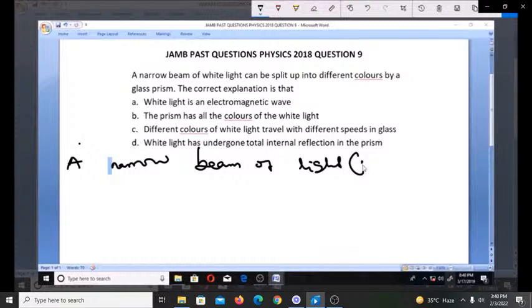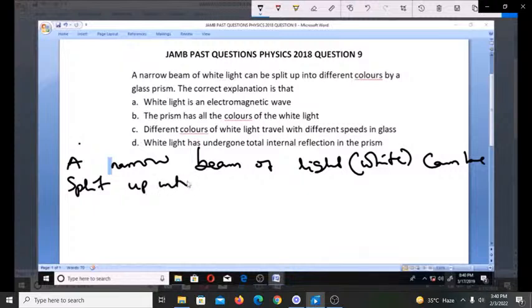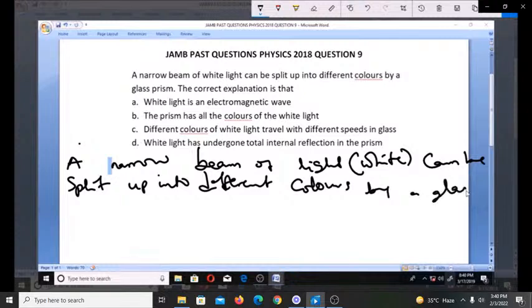What happens to a narrow beam of white light? It can actually be split up. A narrow beam of white light can be split up into different colors. And that follows from what we have up here, by a glass prism. So if you want to split up a narrow beam of white light, you use what we call a glass prism. So why does this happen?